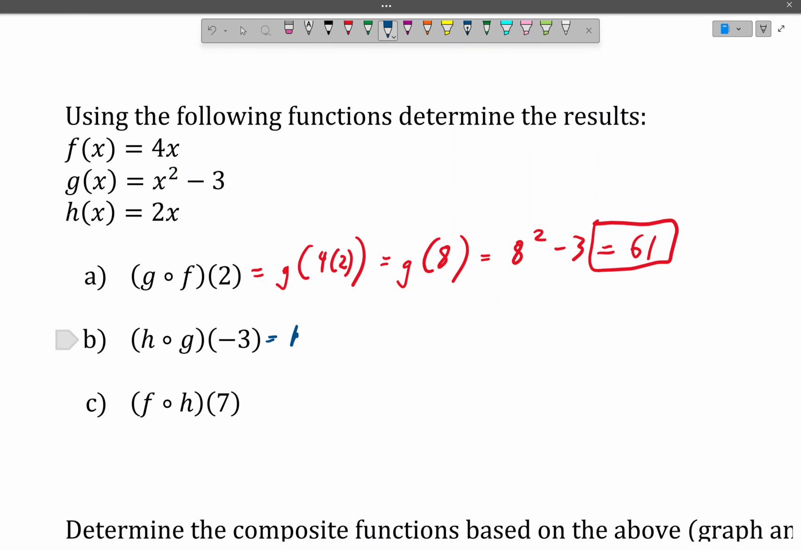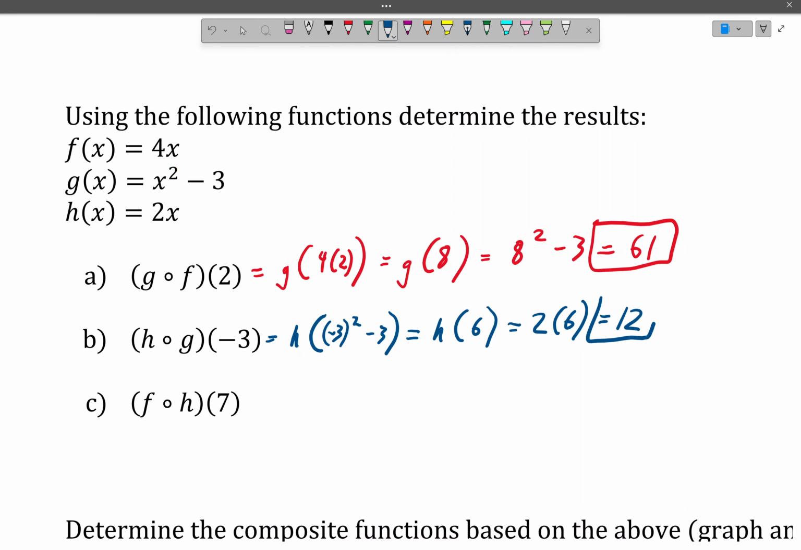Okay, so this one would be h of g of -3. So -3 in brackets squared minus 3, which simplifies to h of 9 minus 3 is 6, which then goes to 2 times 6, so 12. All right, again, you can pause the video now.